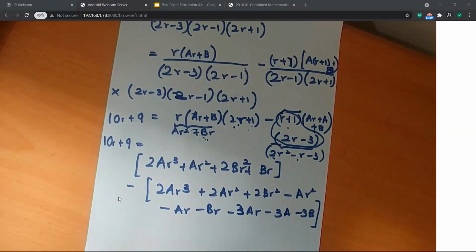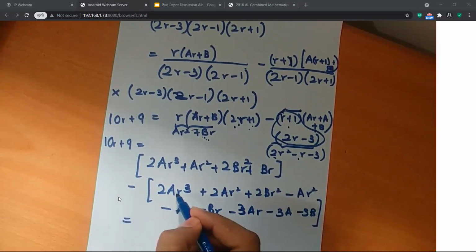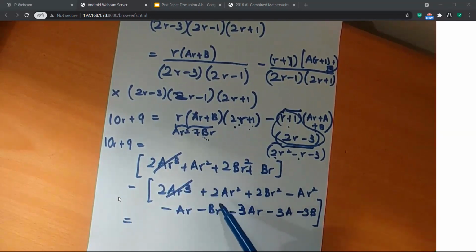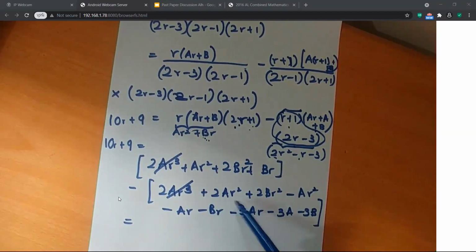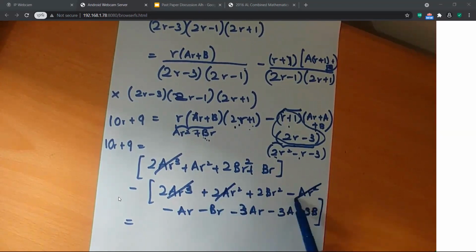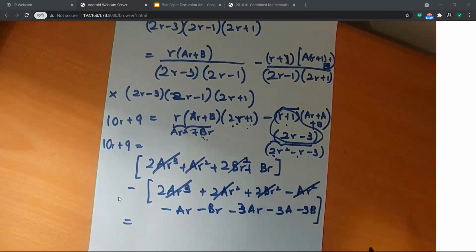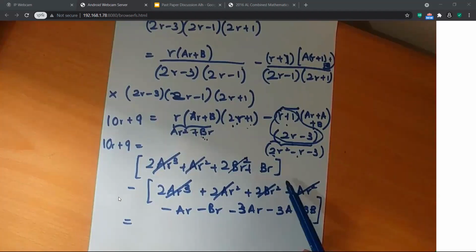Right, it seems okay. So now let's see, are there any terms that we can cancel off? 2AR square, 2AR cube, 2AR cube, this is minus. So we can cancel off. 2AR square minus AR square is plus AR square. And we have AR square here, so these three can be cancelled off. Right? Now 2BR square, we have 2BR square here, this can be cancelled off. So we have BR here. We can't cancel it out because it's minus BR.